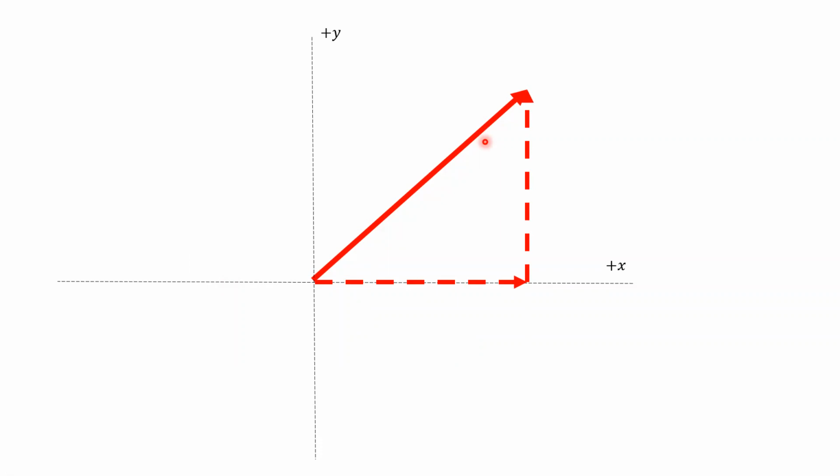You make a right triangle so that the original vector is the hypotenuse, and each of your components, the sides of that triangle, lie parallel to the axes that you've chosen. See how this component is along the x-axis, this component is parallel to the y-axis. That's it, and it's got to be a right triangle.